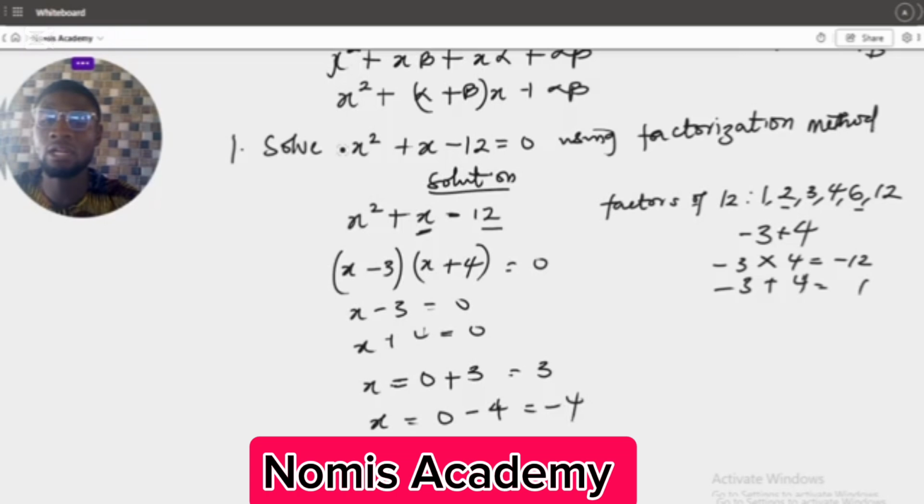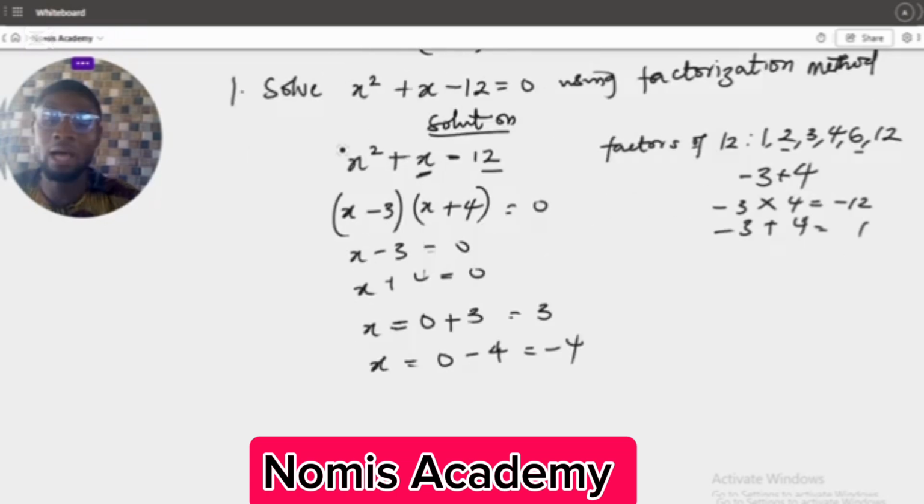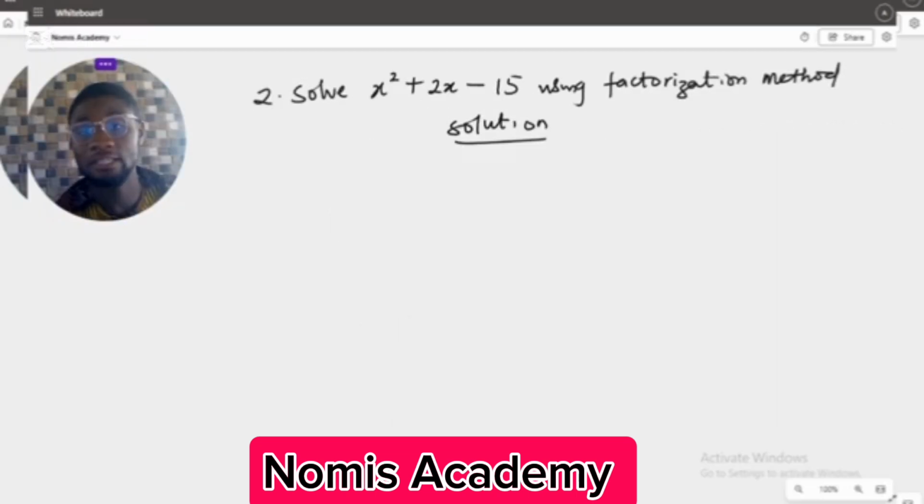Now, the roots of the quadratic equation are 3 and minus 4. I believe you understood this. So these are the roots of the quadratic equation. The second example: solve x squared plus 2x minus 15 using the factorization method. Now let's take the solution.